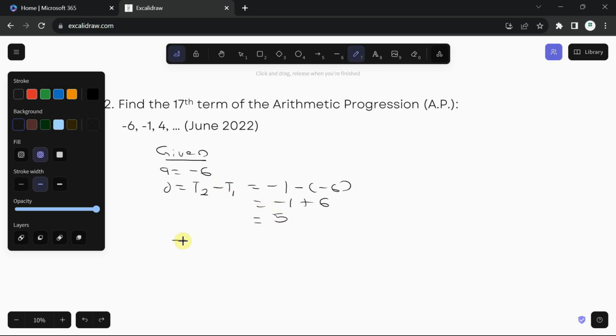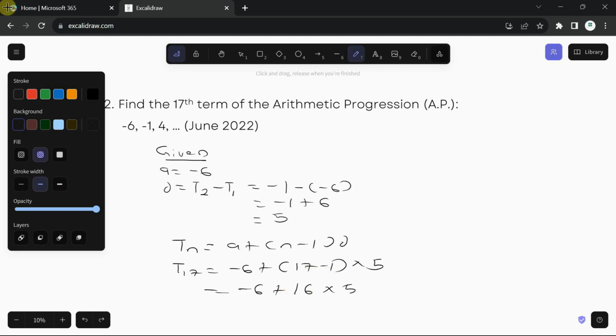Our formula for arithmetic progression Tn is a plus n minus 1 d. So let's substitute. I'm trying to find the T17, right? So our a is minus 6 plus our n is 17, so that is 17 minus 1, and then our d is 5, so times 5. So minus 6 plus 17 minus 1 is 16, so 16 times 5, that will give you 80, right? So minus 6 plus 80, you have 80 naira, you go and buy something of 6 naira, of course you'll be left with 74 naira.